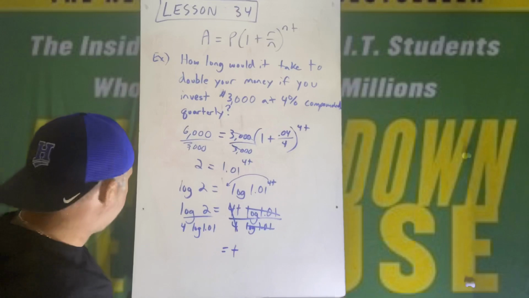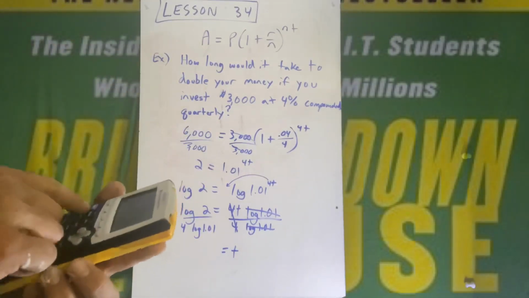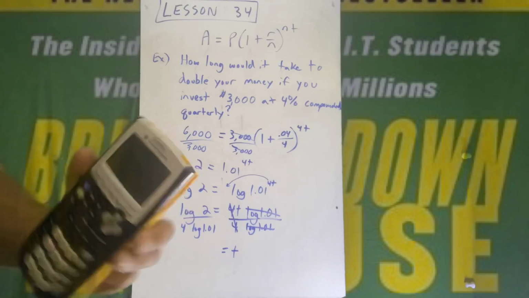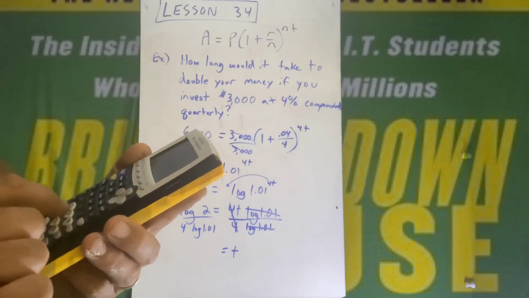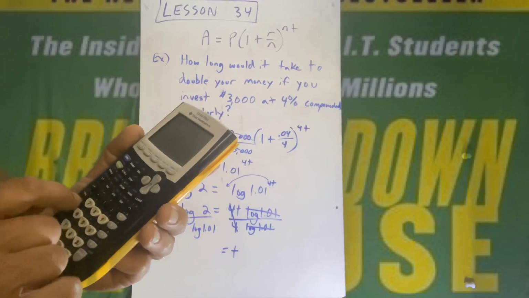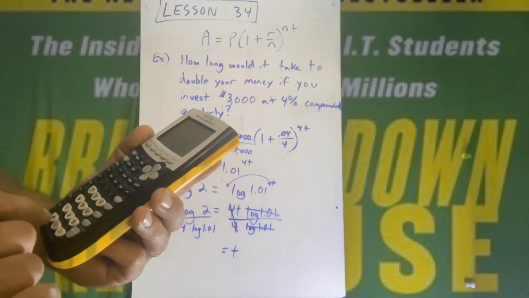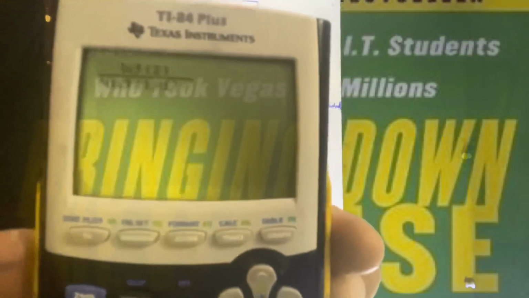So let's grab our calculator. Let's use the fraction button for that. So alpha f1, create a fraction. On the top is going to be the log of 2. On the bottom is going to be 4 times the log of 1.01. So it looks like that on the calculator.